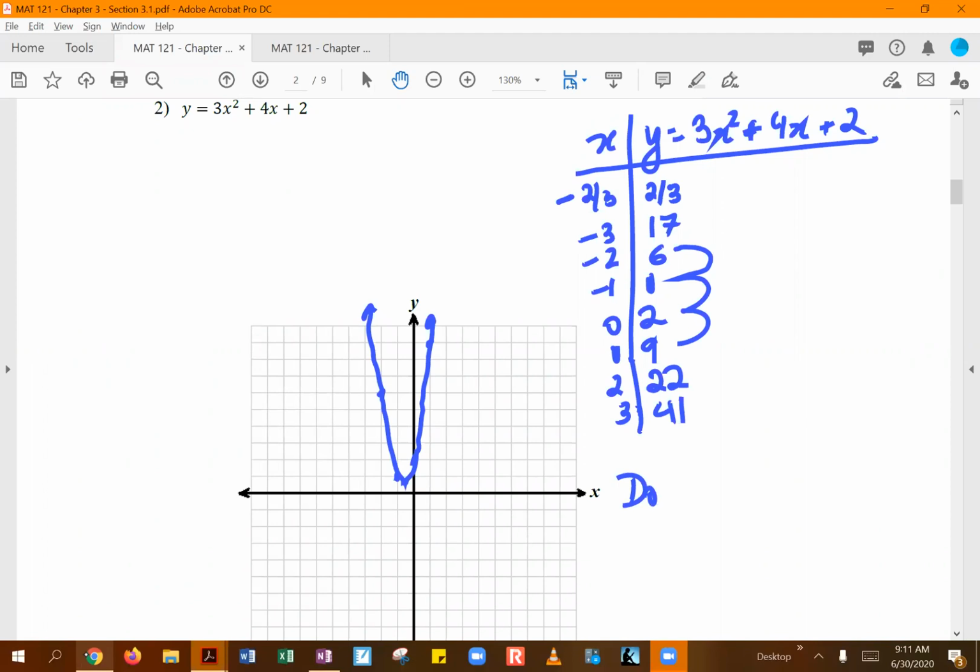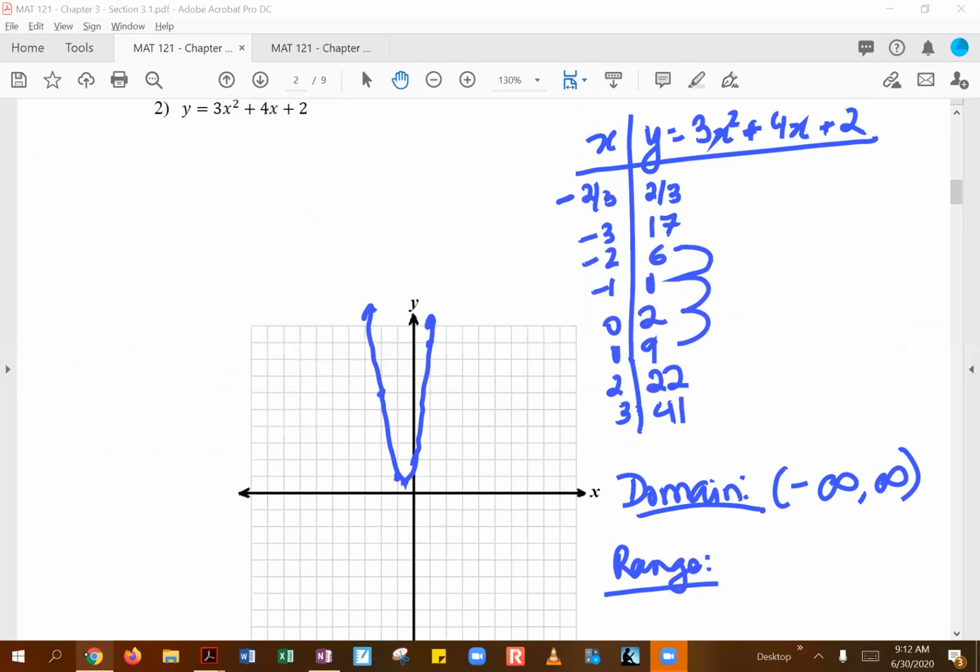All right, so Clinton already told us the domain for this function, which was all real numbers. So that's going from negative infinity to positive infinity. Again, this is a parabola opening up. Now, what can you say about the range of this function?